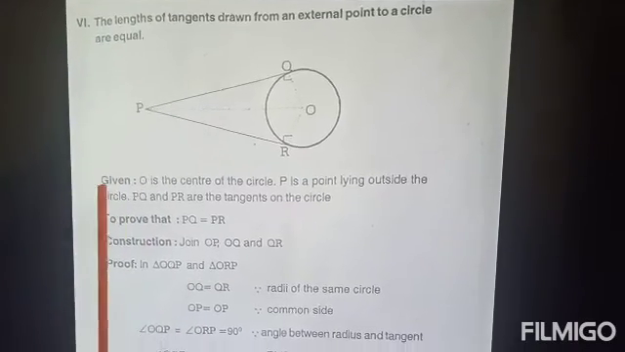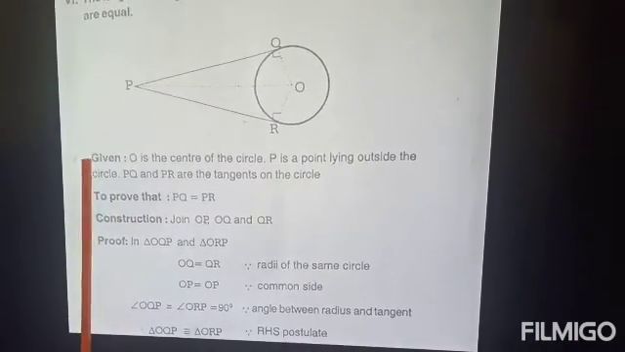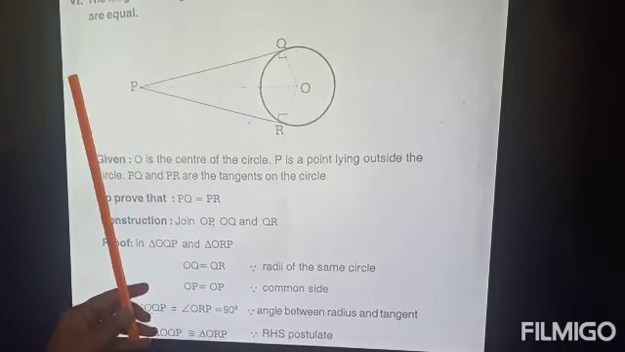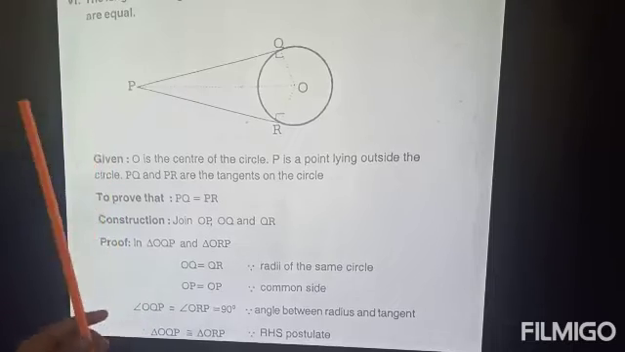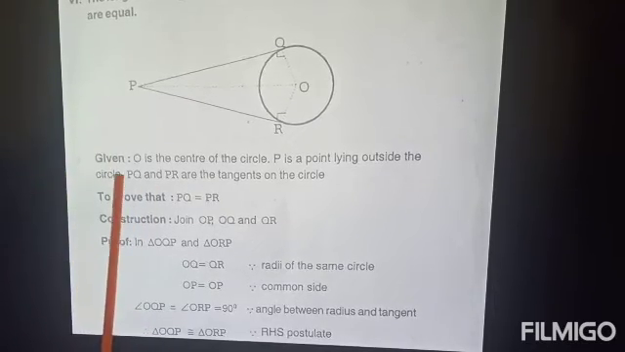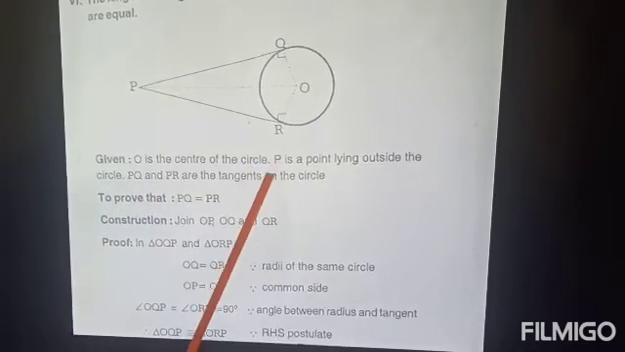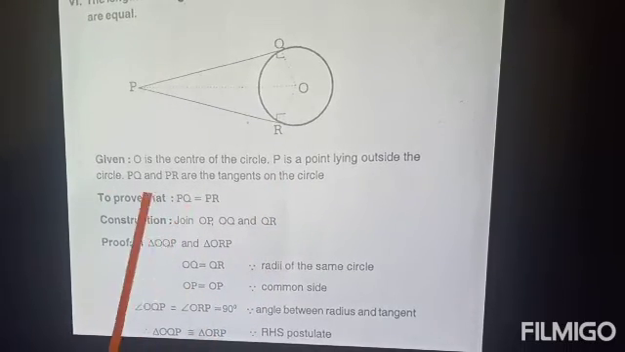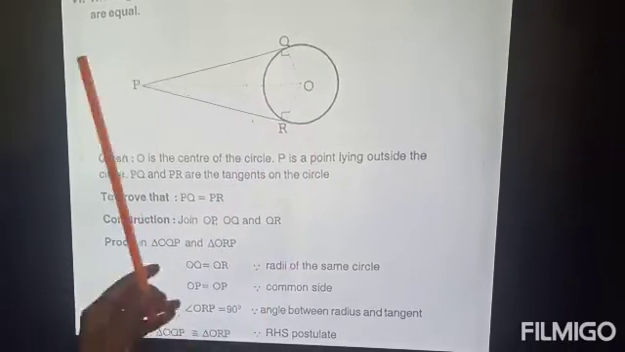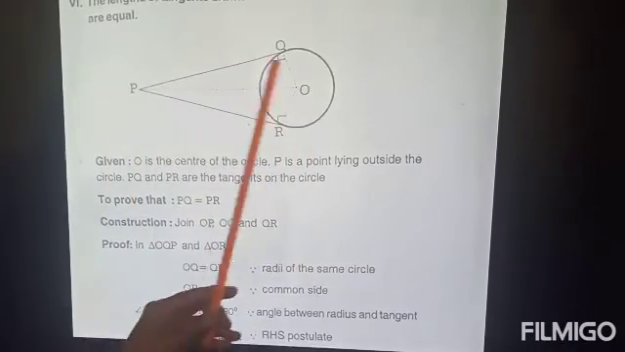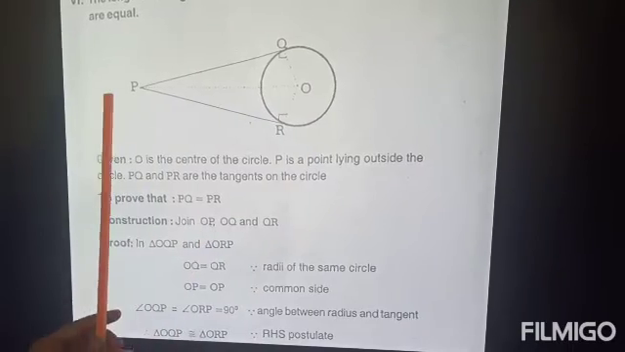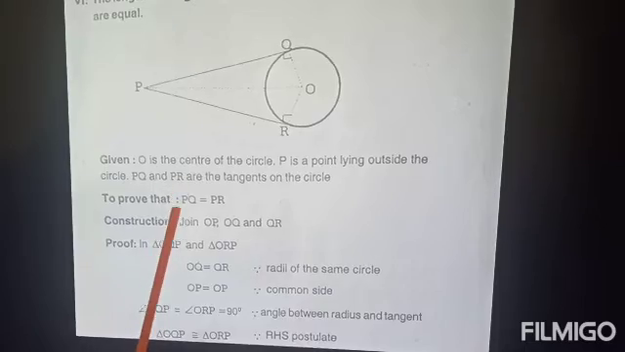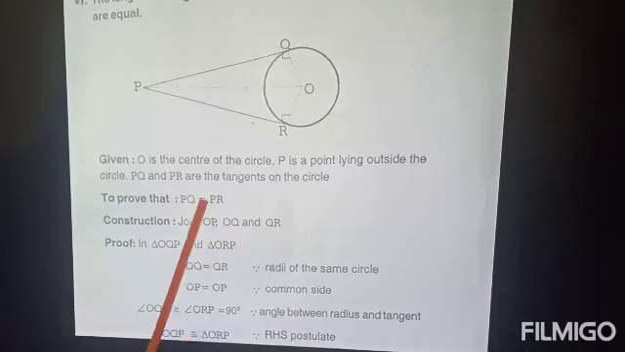First write the given. What is the given? O is the center of the circle. P is an external point lying outside the circle. PQ and PR are the tangents to the circle. Now, what we have to prove? These two tangents are equal to each other. That means we have to write PQ is equal to PR.